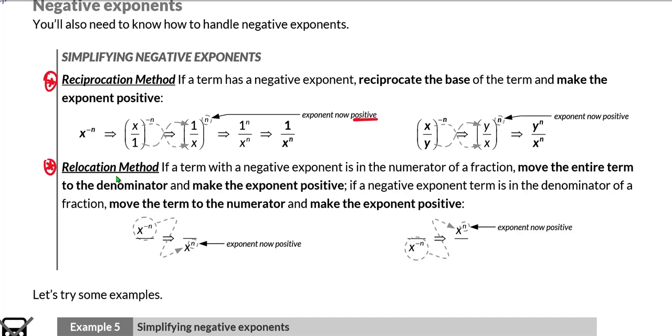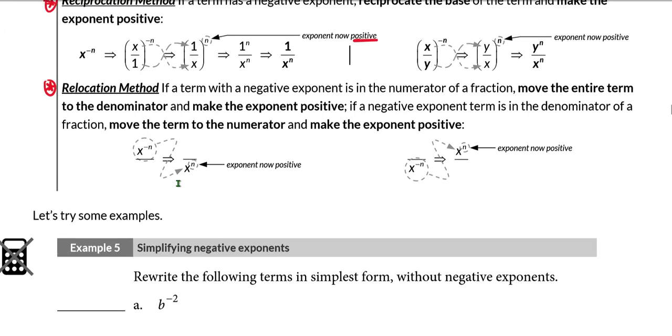The relocation method is very similar to the reciprocation method, but it has to do with moving terms that are in the numerator of a fraction into the denominator of a fraction and vice versa. So if we have an x to the negative n up here in the numerator of a fraction, basically all we do is we take the entire term, we move that term to the denominator of the fraction, and we make the exponent positive. If the term with the negative exponent is in the denominator of a fraction, we take the entire term, move the term to the numerator, and make the exponent positive. That's the relocation method. We're going to try some examples.